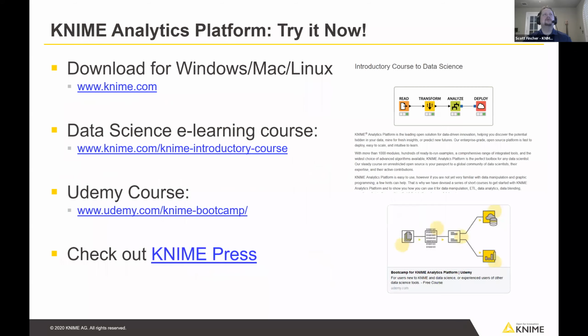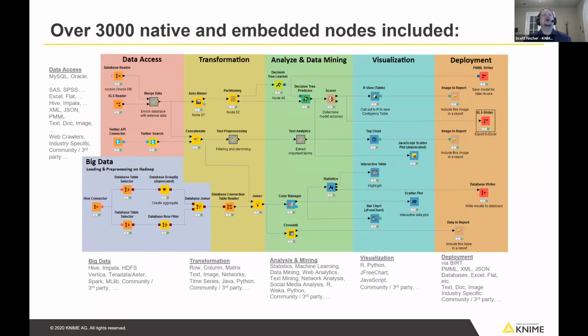Okay. There are almost 3,000 different nodes, I think even more than that now, available in KNIME. You can see all the different functionalities that we provide here. Things like pulling from files. These are our orange nodes, reading from flat files or databases, or alternately pulling from big data like you see here on the bottom left. The yellow nodes here are transformation nodes, so things like concatenation, partitioning, joining data together.